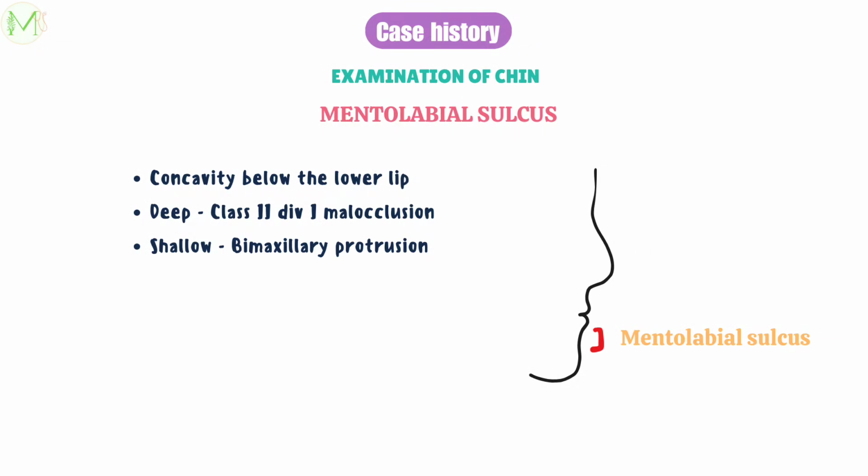Firstly, we need to look for the mentolabial sulcus. The mentolabial sulcus is the concavity present below the lower lip. It can be normal, shallow or deep. It is normal in class 1 malocclusion cases. It is shallow in bimaxillary protrusion and skeletal class 3 cases with mandibular prognathism. It is deep in class 2 division 2 malocclusion and abnormal mentalis activity.